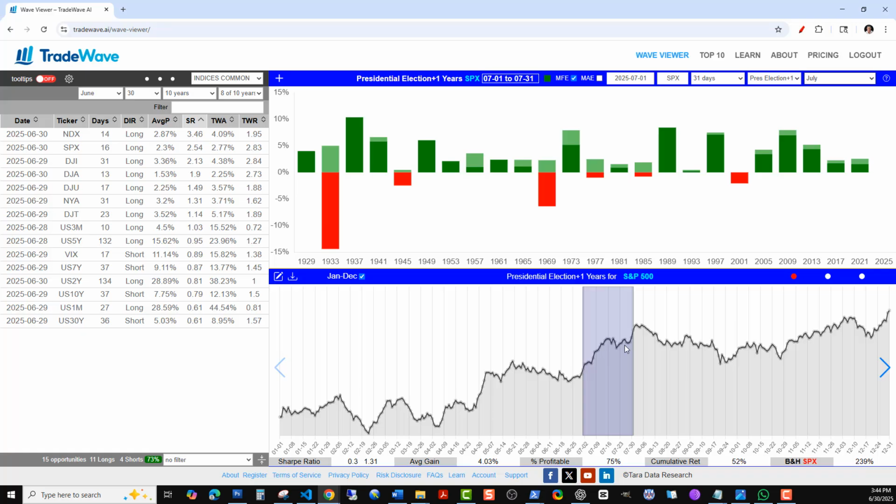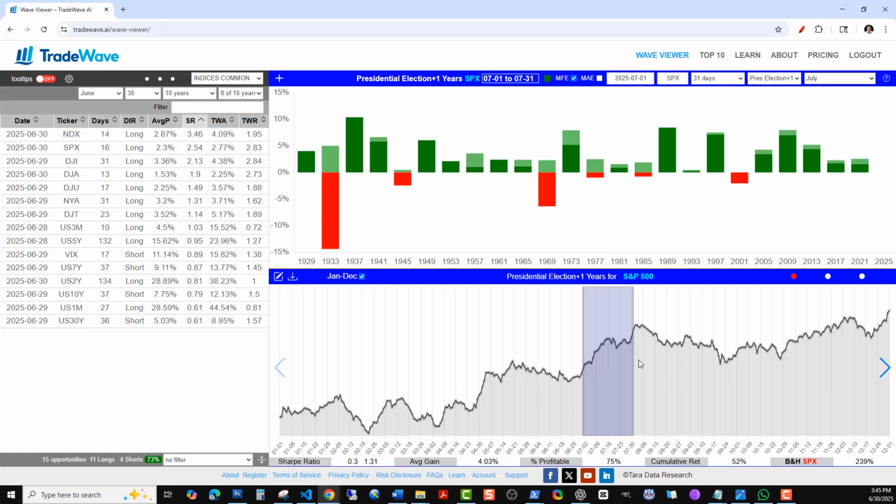And when I say PE+1, I mean just take a look at the years. It's every 4 years, and they're adjusted to the year after a presidential election. So that's what we are looking at right now. So we see that month of July is bullish, and if history repeats itself, it's going to be bullish again.